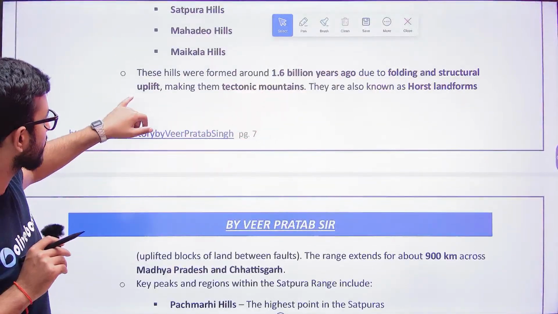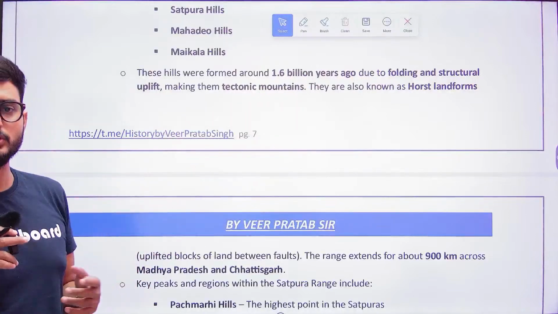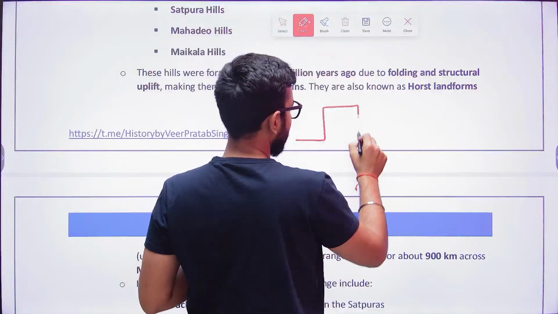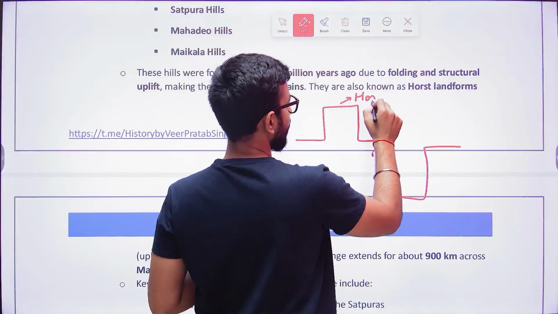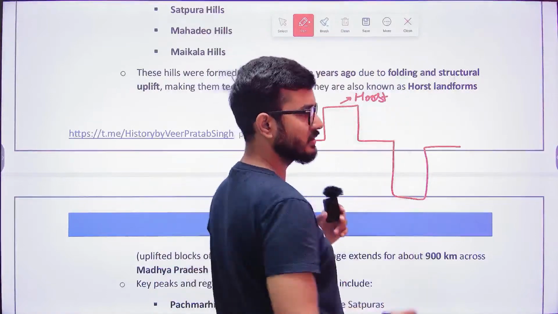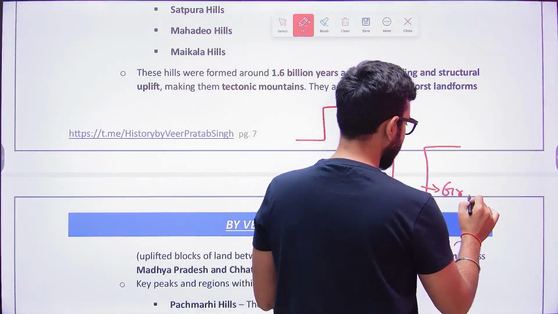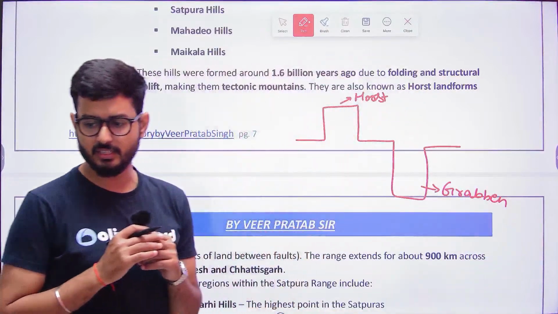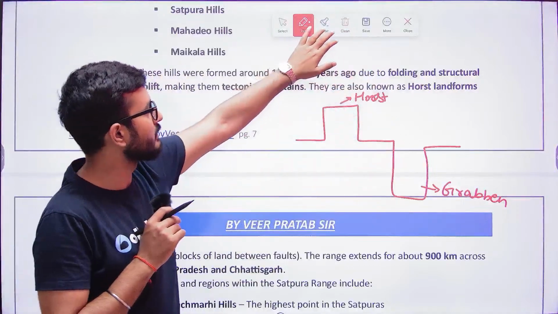Due to folding and structure making them tectonic mountains, they are horst landforms. Horst and graben, I told you, right? The uplifted portion is the horst. That means block mountain is also known as horst. Rift valley is also known as graben. Just remember that: horst and graben.